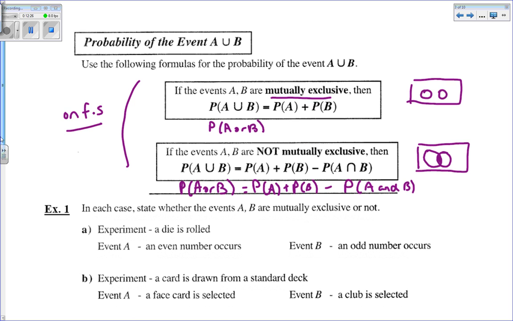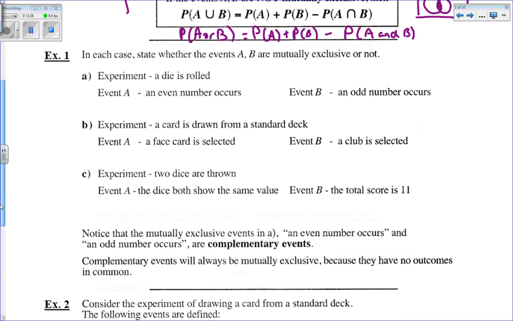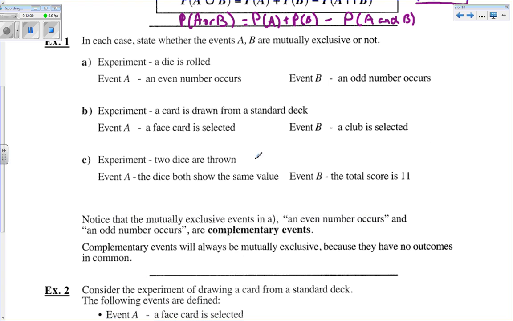So we'll just start with an example where we are trying to identify logically whether an event is mutually exclusive or not. So we have an experiment, a die is rolled, we have event A is an even number, event B is an odd number. This is what the investigation we did at the beginning. These are mutually exclusive events.